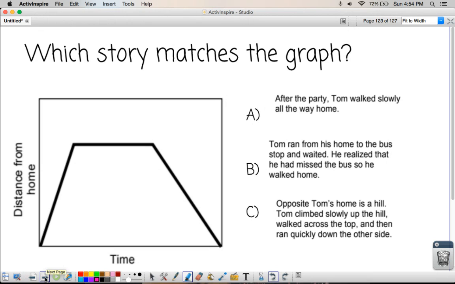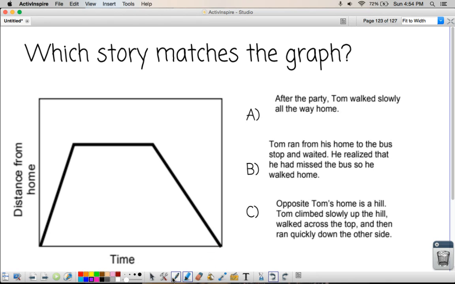A. After the party, Tom walked slowly all the way home. B. Tom ran from his home to the bus stop and waited. He realized that he missed the bus, so he walked home. C. Opposite Tom's home is a hill. Tom climbed slowly up the hill, walked across the top, then ran quickly down the other side.